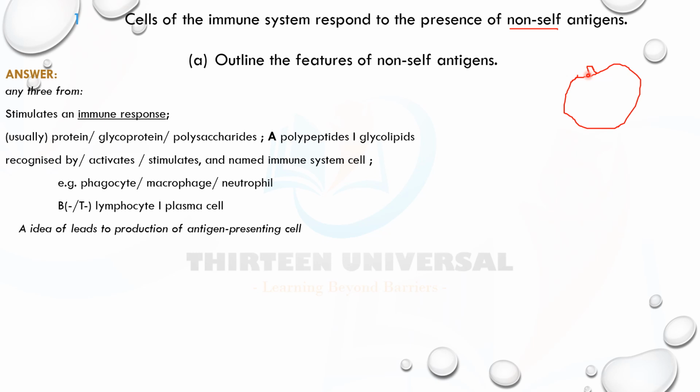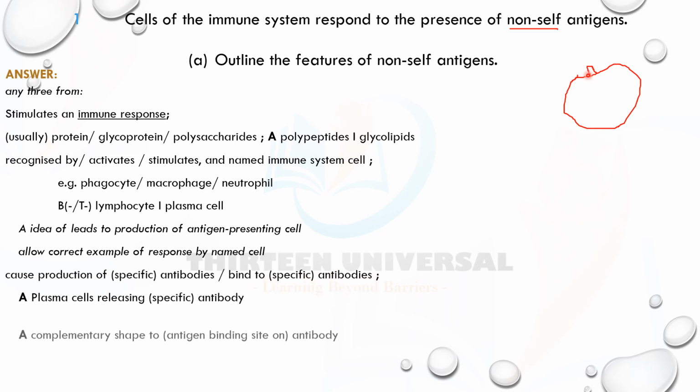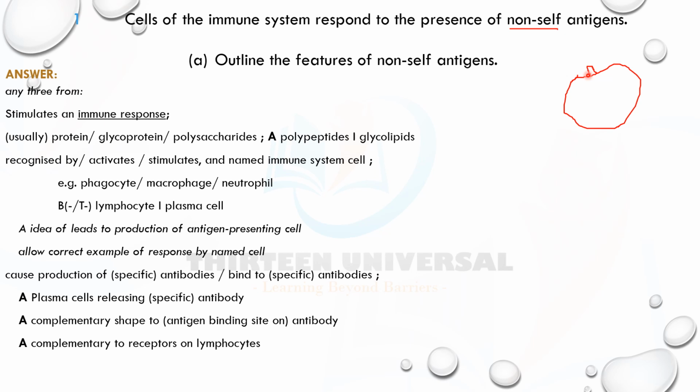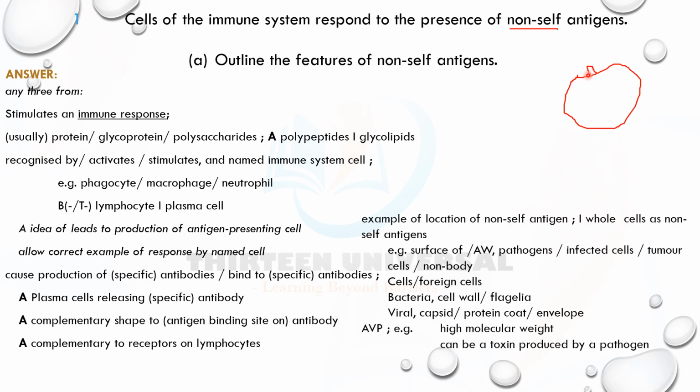When antigens are found on the surface of macrophages, the macrophages are called antigen presenting cells. So macrophages can present antigens of pathogens to stimulate lymphocytes. They cause production of specific antibodies. They are not found on body cells, but they are found on pathogens, infected body cells, tumor cells, and bacterial cell walls. All of these make up antigens.